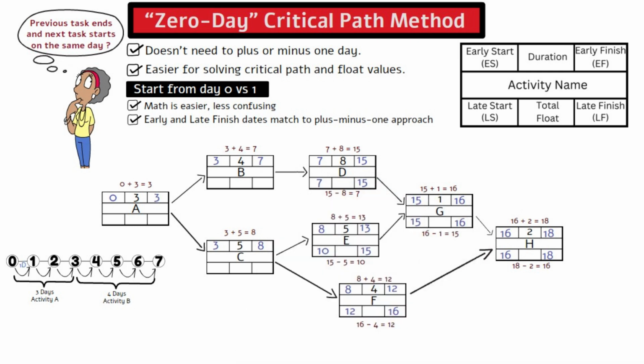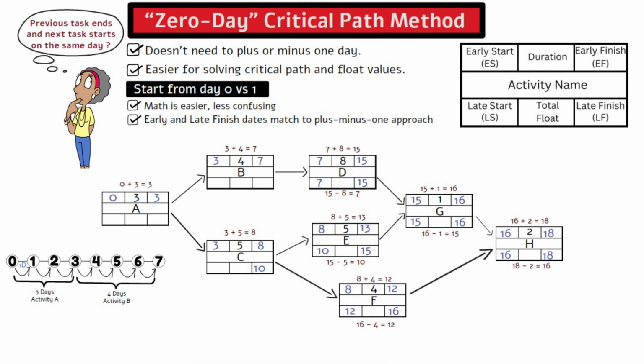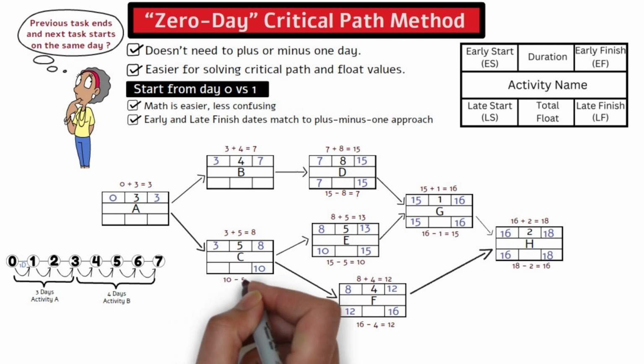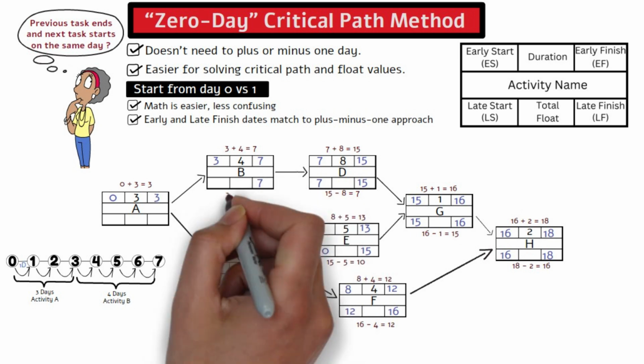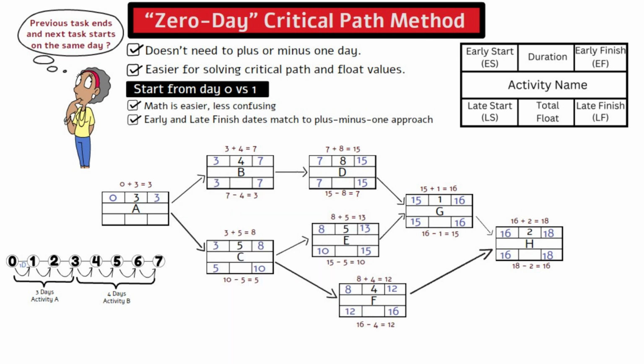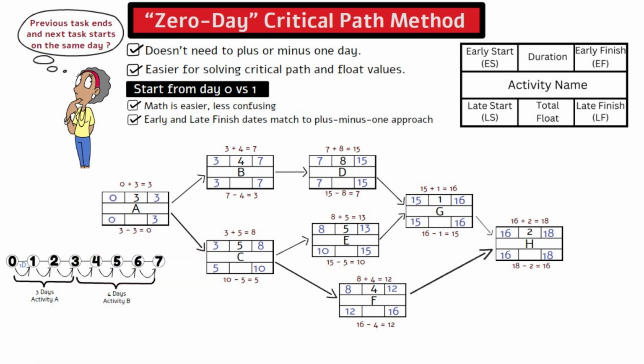For activity C, the late finish is the smaller value from activity E, which is 10. So the late start for activity C is 10 minus 5 equals 5. The late start for activity B is 7 minus 4 equals 3. For activity A, the late finish is the smaller value from activity B. So the late start for activity A is 3 minus 3 equals 0.